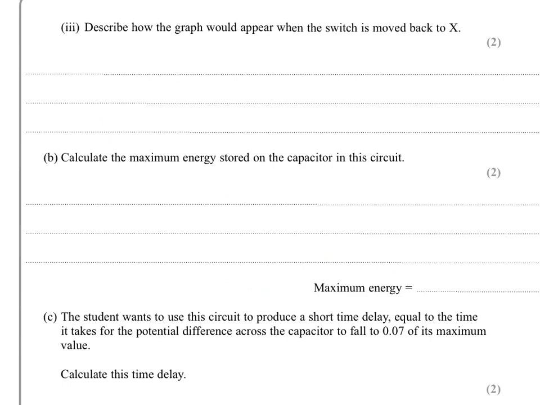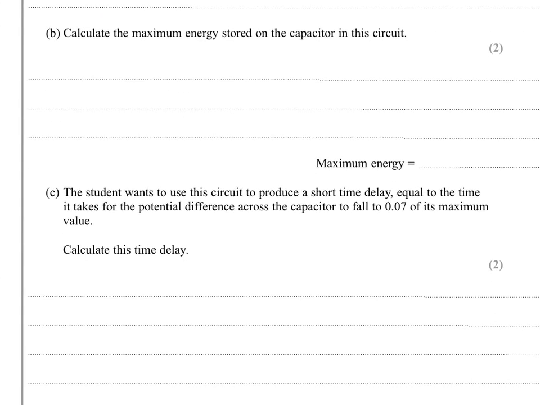Now the current will obviously flow in the opposite direction when it's discharging, so maybe that's what the second mark is for, that you have to indicate that the current flows the opposite way in the discharging phase compared to the charging phase. Maybe that's what the second mark's for.